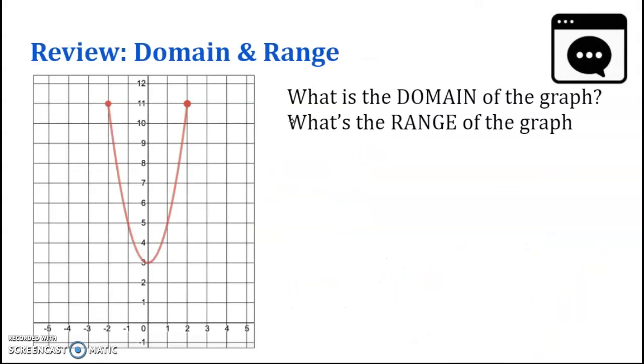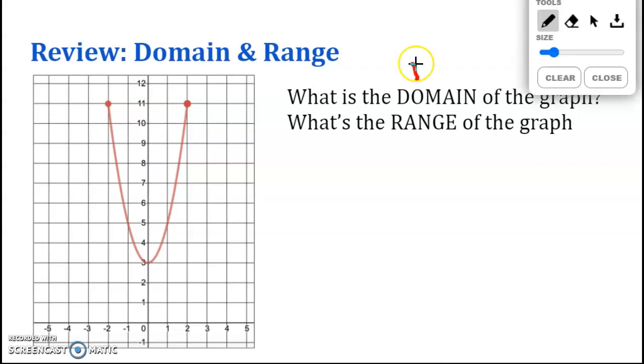Okay, let's continue. This time let's review domain and range from the previous unit. What is the domain of the graph? What is the range of the graph? Well, first of all, domain, if you remember our friend Dog, tells us the domain is all possible x values of the graph or the function. While as for Ray, remember our friend Ray, range is all possible y values.